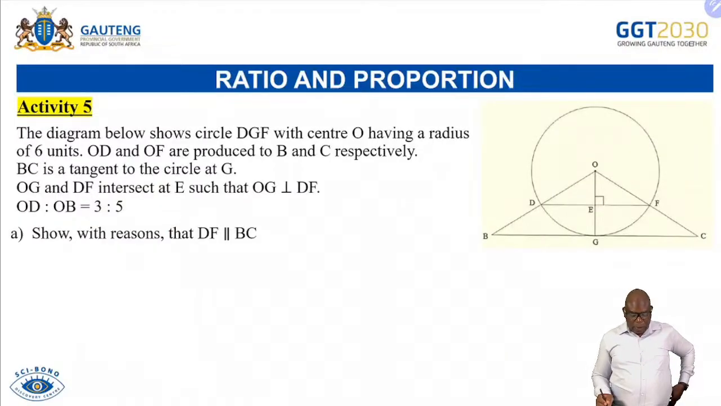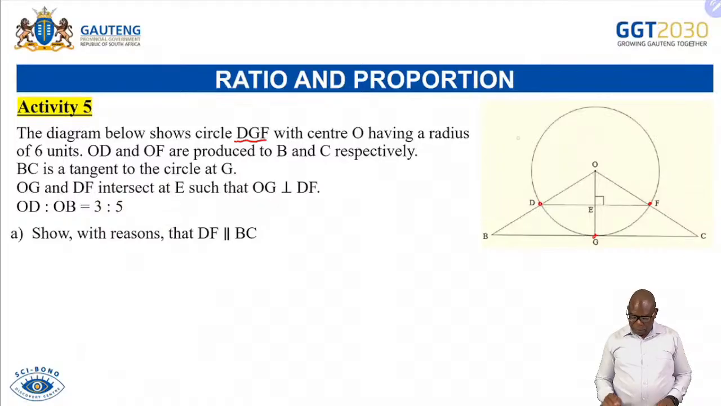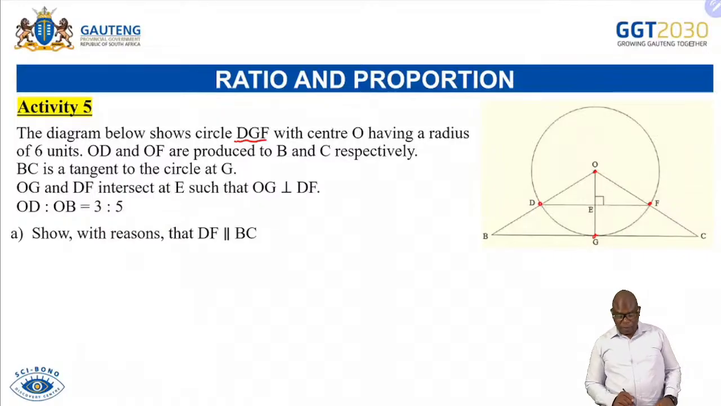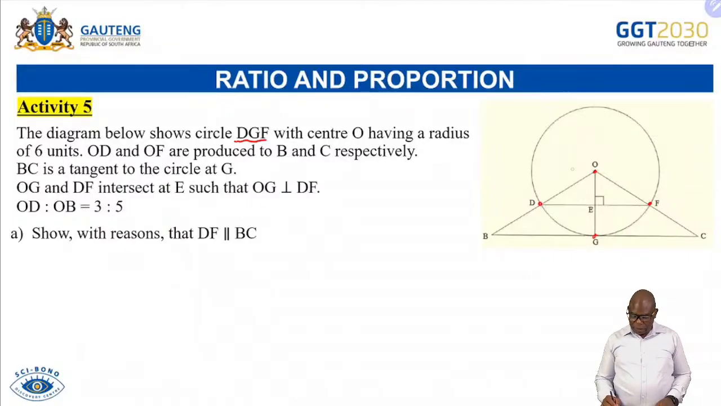Now let's look at this one. In this question, I've just removed some of the questions there, but there are just three questions that we need to do. The diagram below shows the circle DGF. You see, there's a circle here, O is the center. When O is the center, it's easy. Having a radius of 6 units, this line here is a radius, it's 6 units. This line here is a radius, it's 6 units. This line here is a radius, it's 6 units, right?